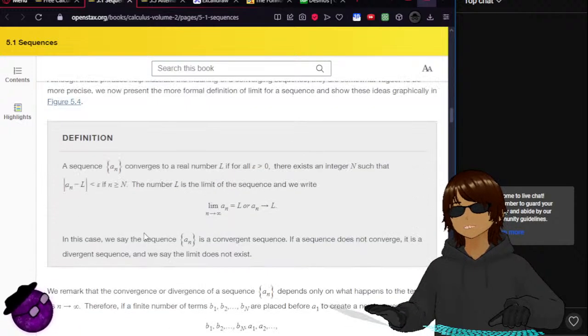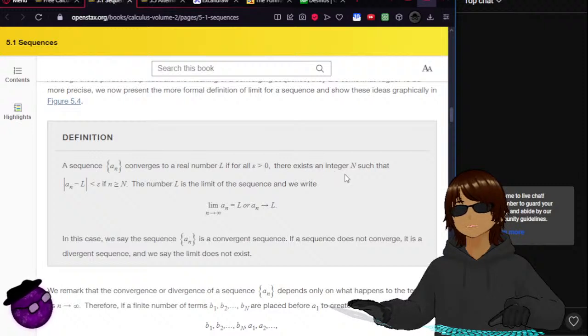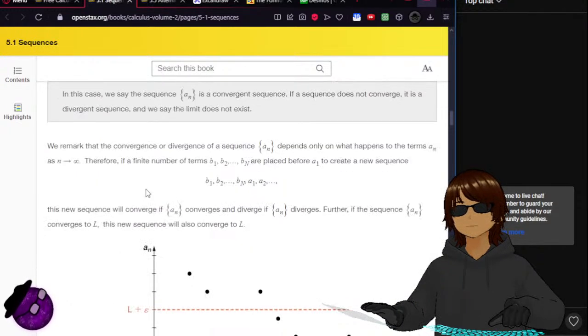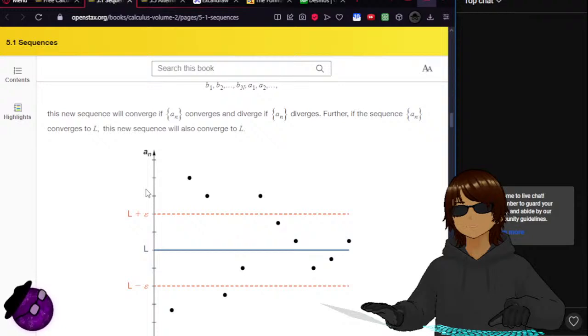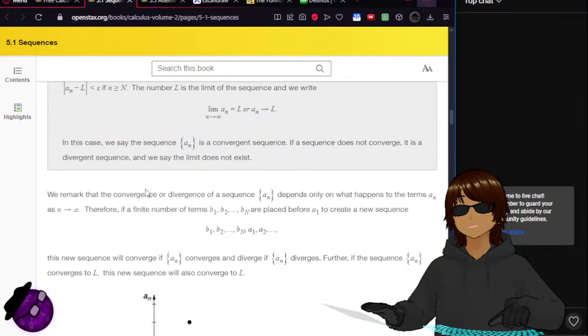So what does it say here? A sequence a_n converges to a real number L if for all epsilon more than 0 there exists an integer N such that |a_n minus L| is less than epsilon if n is greater than or equal to N. Okay, they're talking about the convergence.